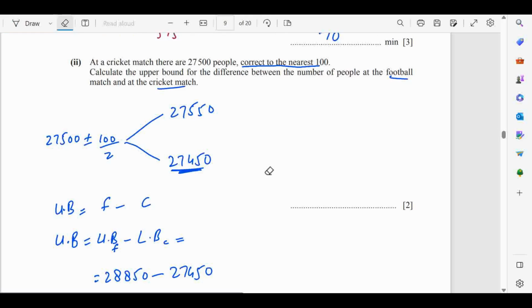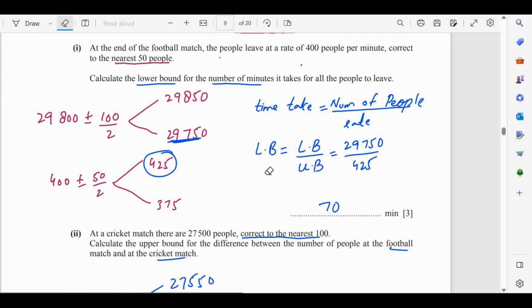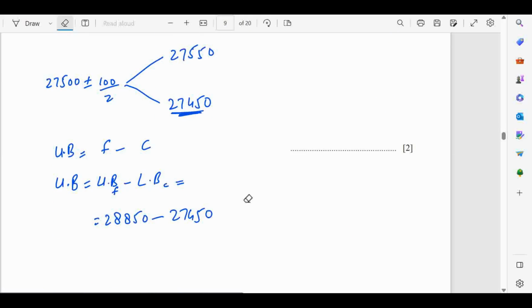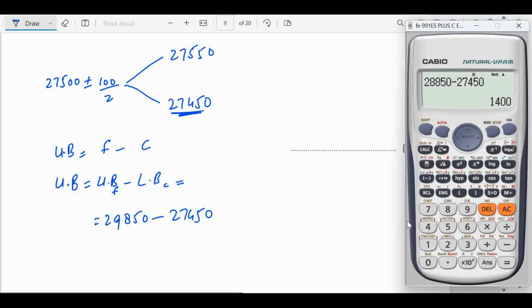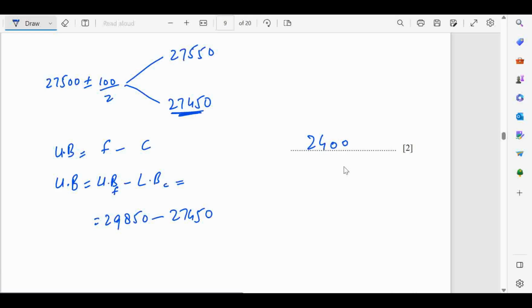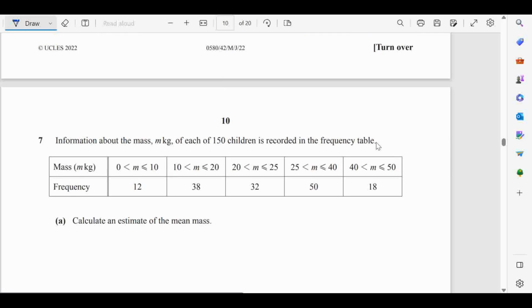Okay, there is a small correction: the upper bound of the football match was 29850, so let me write it over here. This must be 29850 minus 27450, so this will be equal to 2400. So 2400 will be the final answer. Let's move to the next question.